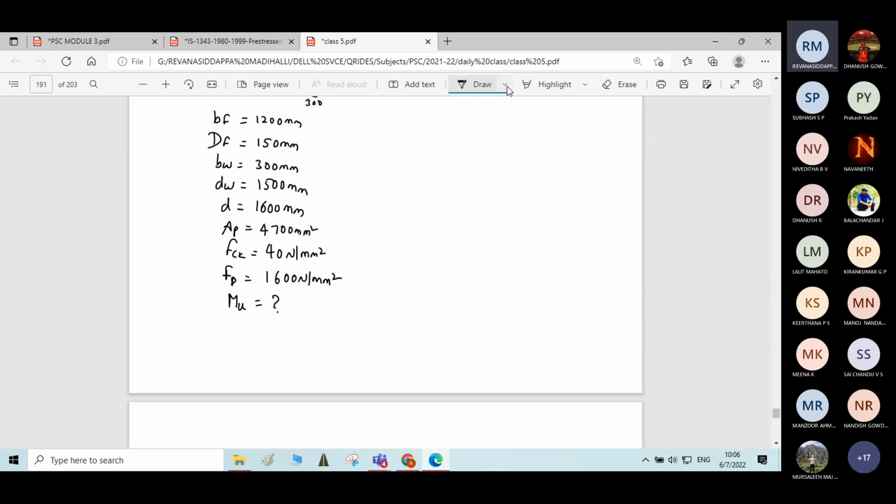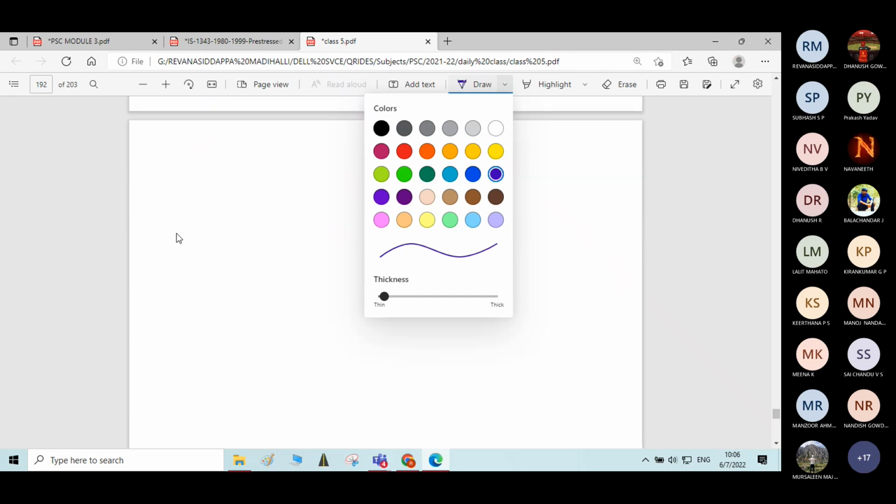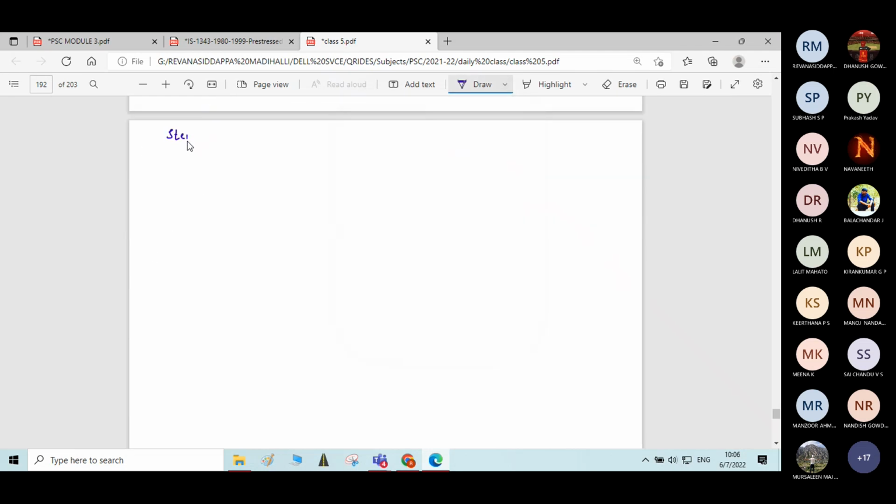Okay. Now step 1 you write. Step 1: assume neutral axis lies within the flange. Means depth of neutral axis lies within the flange. Okay. Assuming that depth of neutral axis lies within the flange, we will find XU by D value.